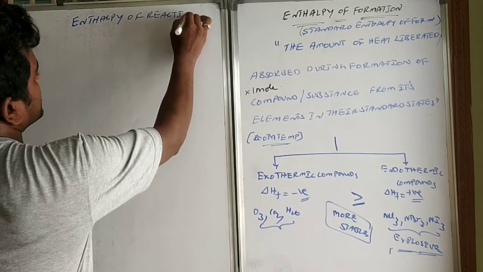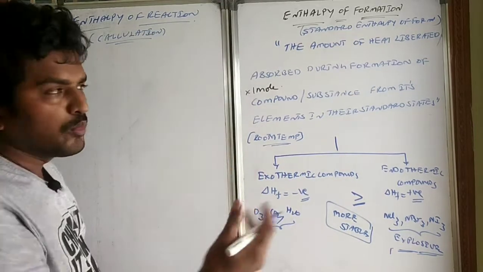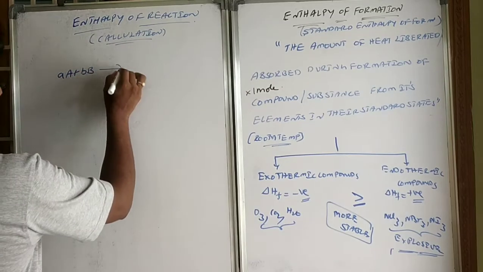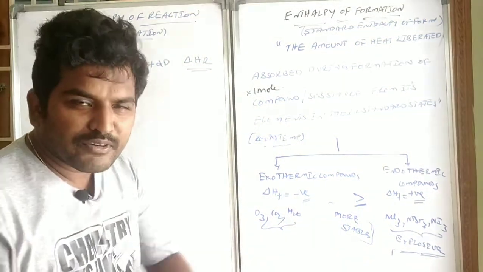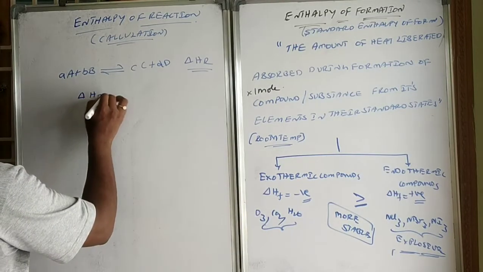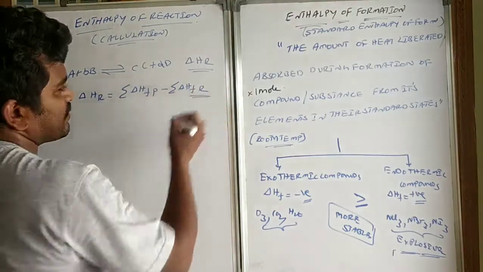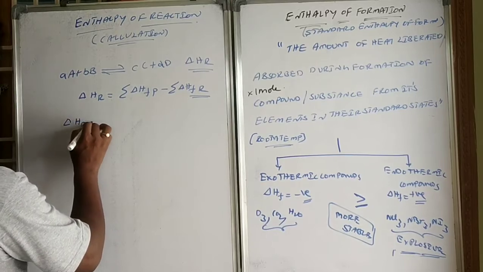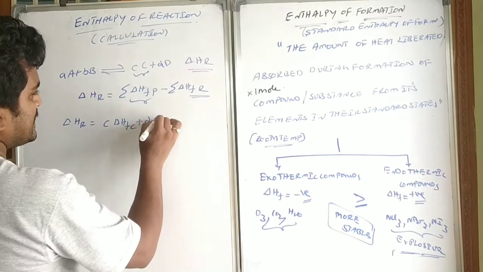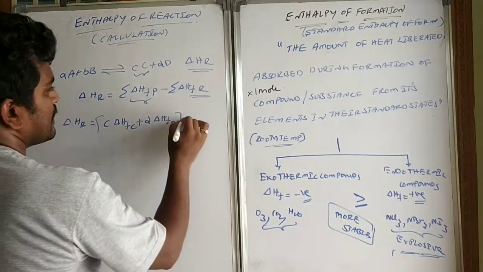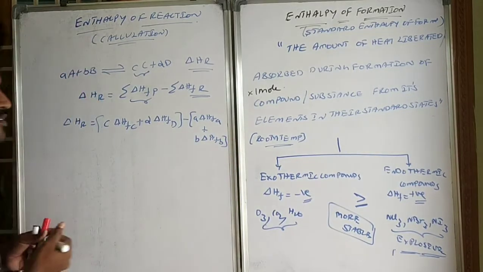Enthalpy of reaction calculation. This is the problematic part where you will be encountering more problems. Let us consider aA plus bB gives cC plus dD. In terms of enthalpy of formation, always remember, enthalpy of reaction equals sigma enthalpy of formation of products minus sigma enthalpy of formation of reactants. So enthalpy of reaction equals c into enthalpy of formation of C, plus d into enthalpy of formation of D, minus a into enthalpy of formation of A plus b into enthalpy of formation of B.